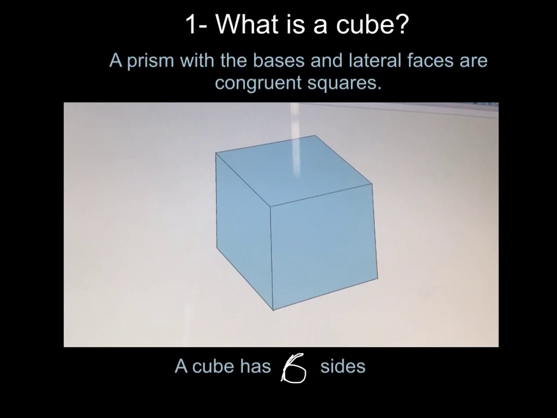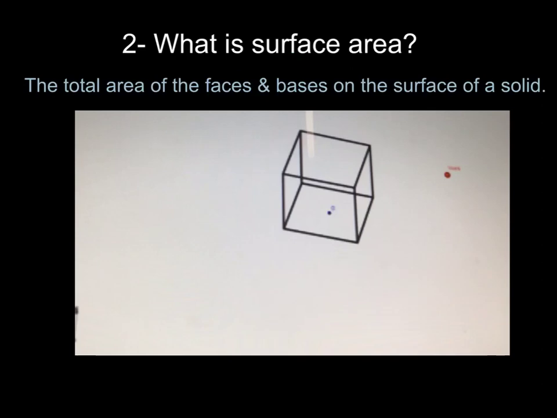That's going to help us with our surface area in a second because we need to know the area of one of our squares in order to find the area for all 6. Now, surface area is not the same as volume. I repeat, surface area is not the same as volume. Whereas for volume, we were worried about every space in between if you filled up the cube. We are now looking at the total area of the faces and bases on the surface of a solid.